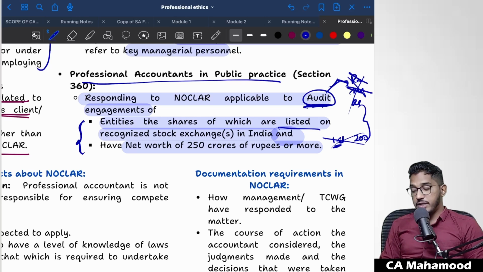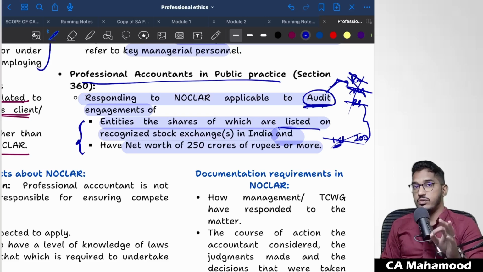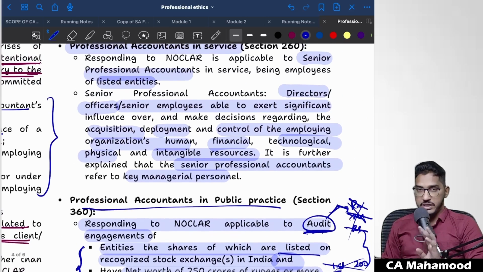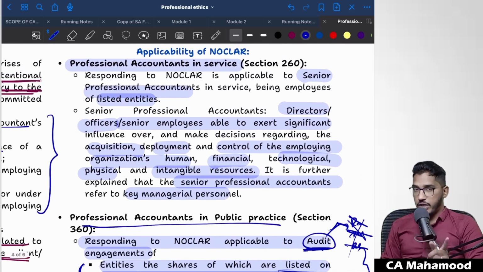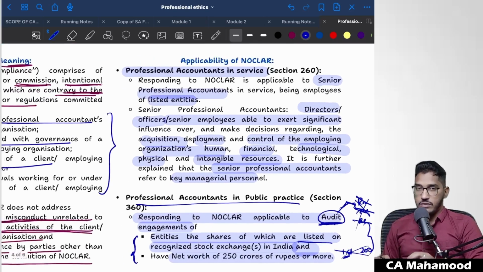It will not become applicable for assurance. It will also not become applicable for related services. Only for audit engagements, that too of listed companies and having a net worth of 250 crores or more. Only in those cases, NOCLAR will become applicable. Clear? What if you are a professional accountant in service? You should be employed in a listed company, and you should be a senior professional accountant. Then only NOCLAR will become applicable.